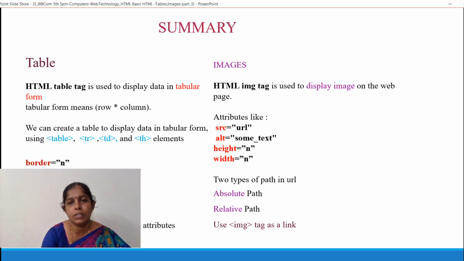In how many ways can we specify the path in a URL? In two ways. One is absolute and the other one is relative. By using the image tag, we can link other images or other web pages.